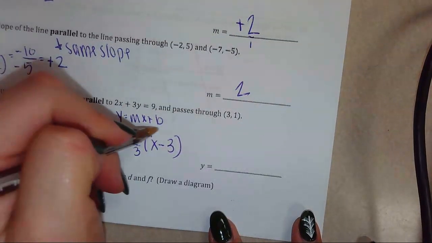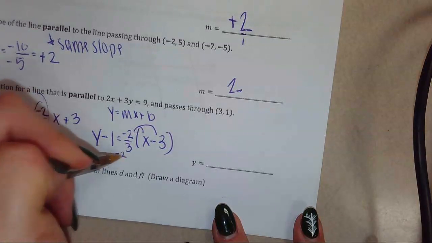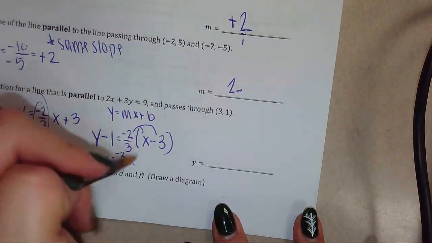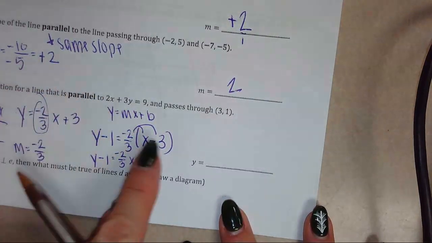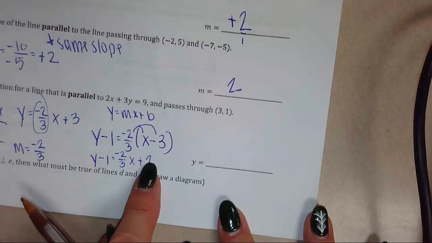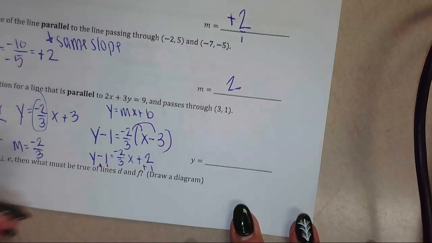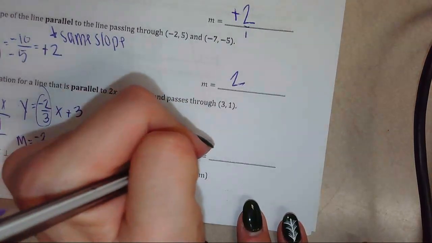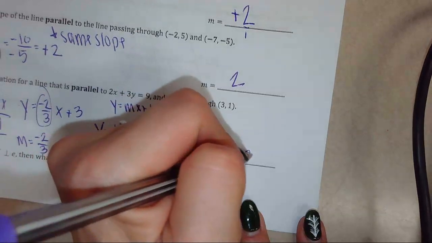Okay, I'm going to distribute here. And I'm going to get y minus 1 equals negative 2/3 x plus 2. 3 divided by 3 is 1. 1 times 2 is 2. All right, and I'm going to add this one, and I'll get y equals negative 2 over 3x plus 3.